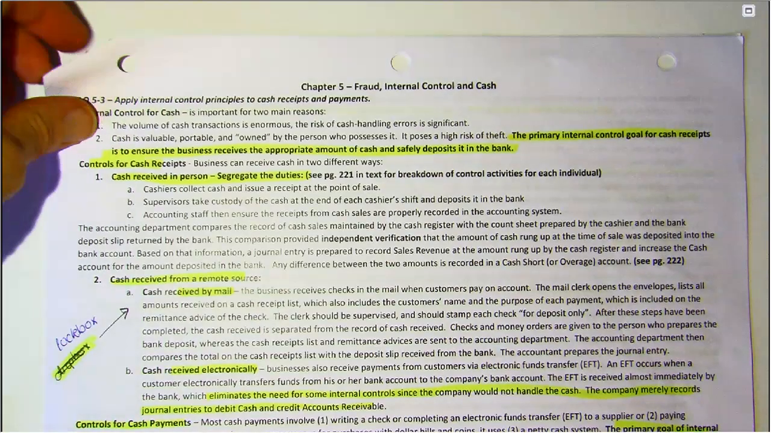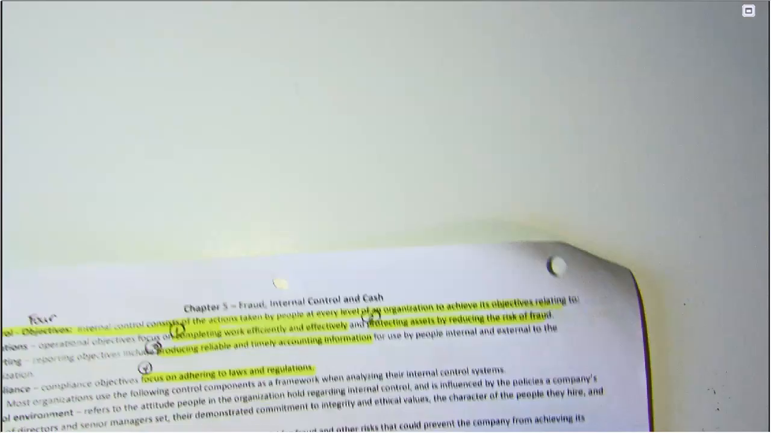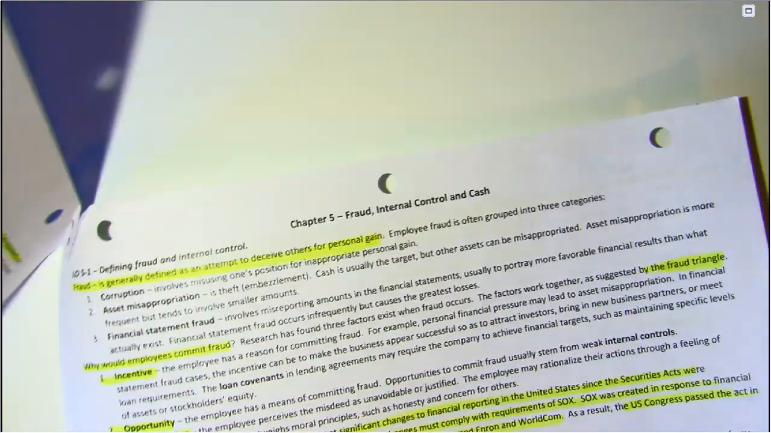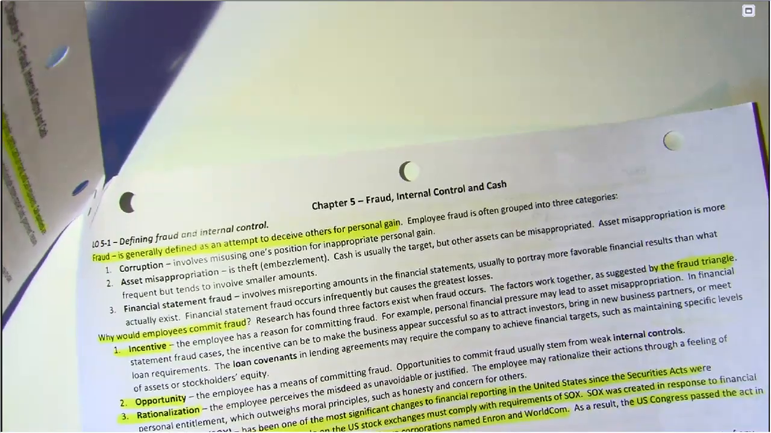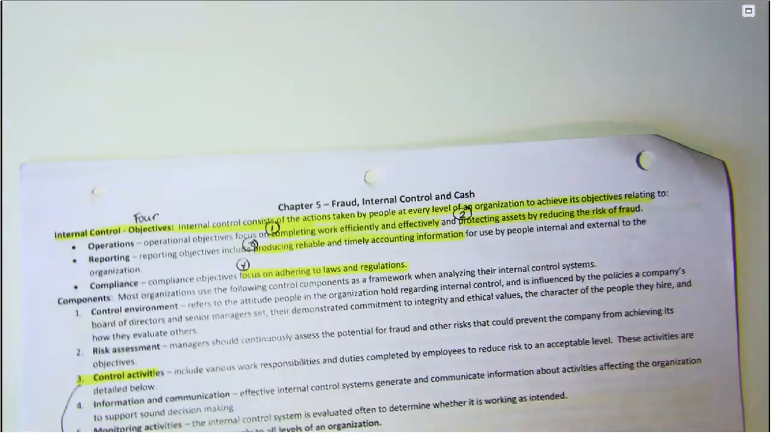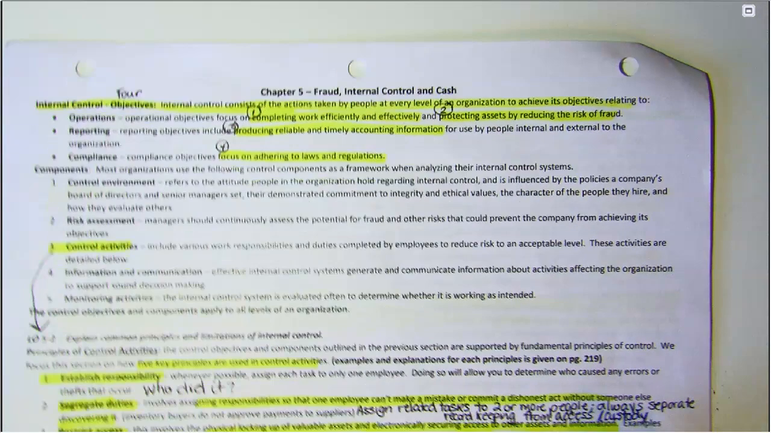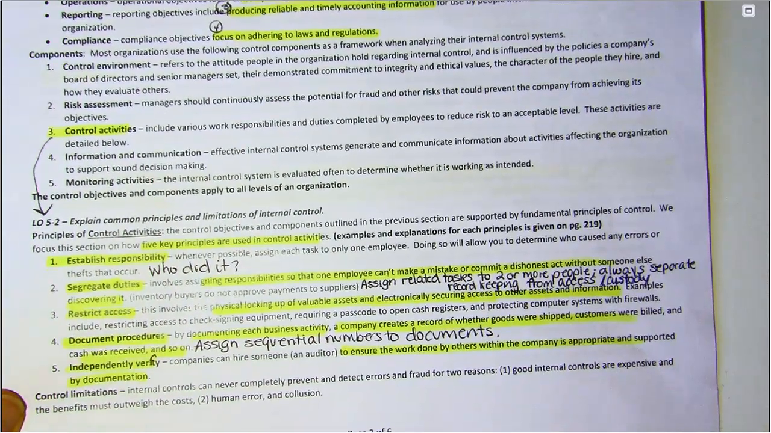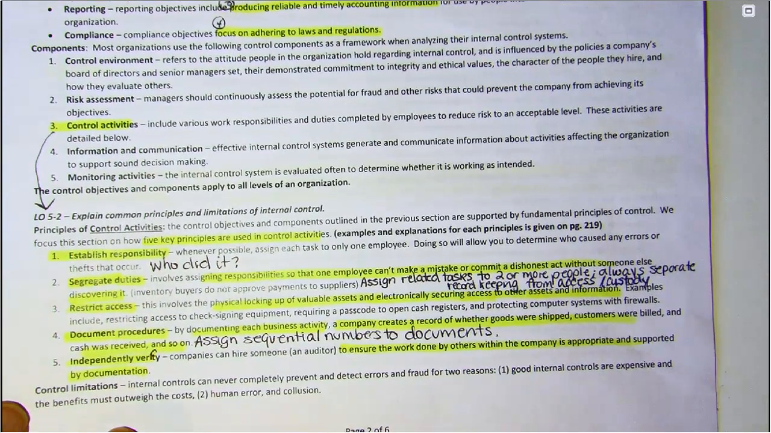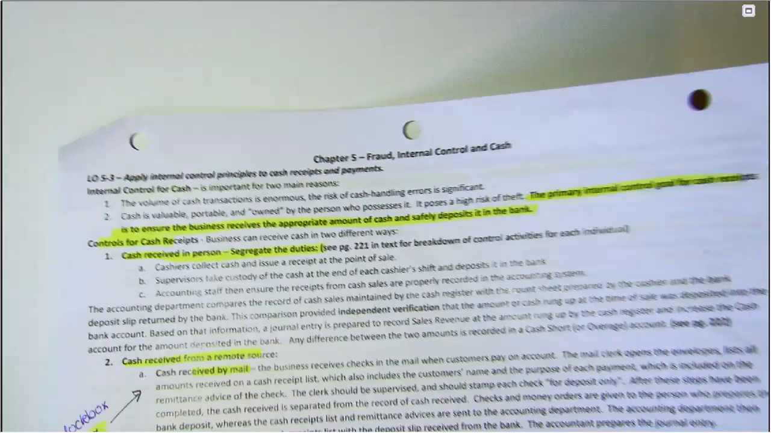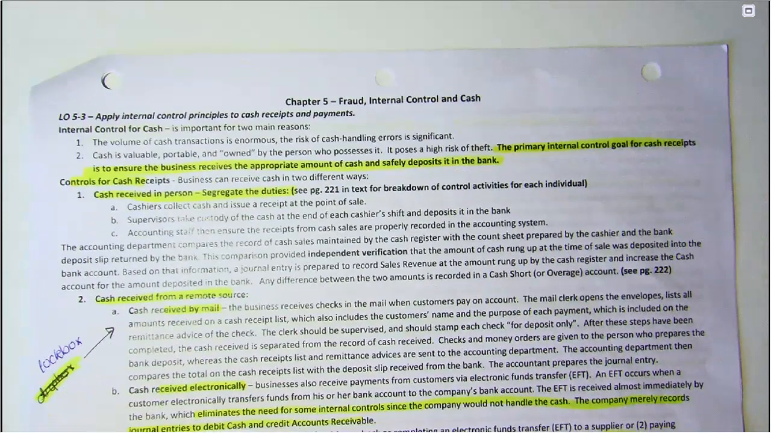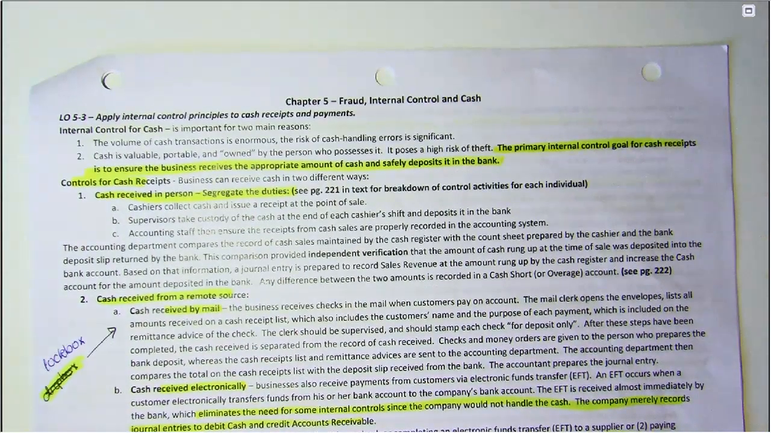In our last mini lecture, we covered a lot of ground, and I apologize for the length of that mini lecture. We talked about fraud and internal control and the Sarbanes-Oxley Act, and then we talked about the objectives of internal control, and then we talked about specific control activities. But now we're going to be talking about internal control as it applies specifically to cash, and I'm going to be using some pages from our textbook as well as our notes.